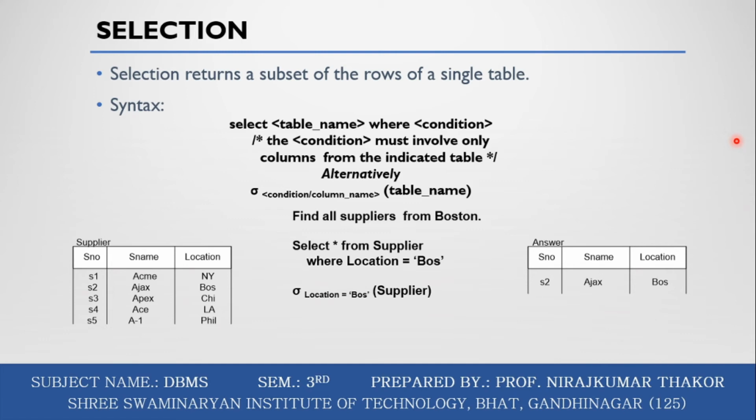Okay, this is the MySQL query, and what will be our relational algebra syntax? Sigma location is equal to Boston, the table is supplier. Okay, so this is the resultant of this relational algebra or relational query: sigma location is equal to Boston and bracket supplier table.